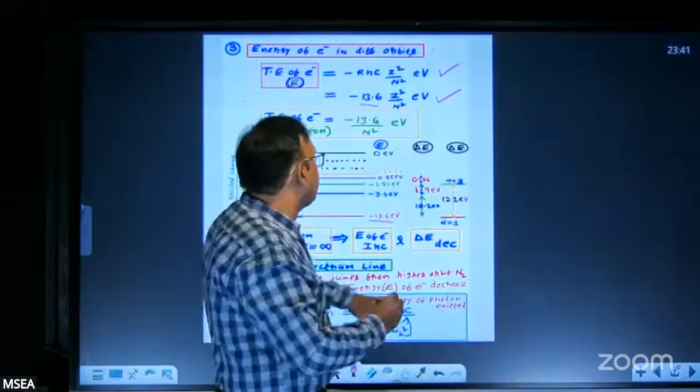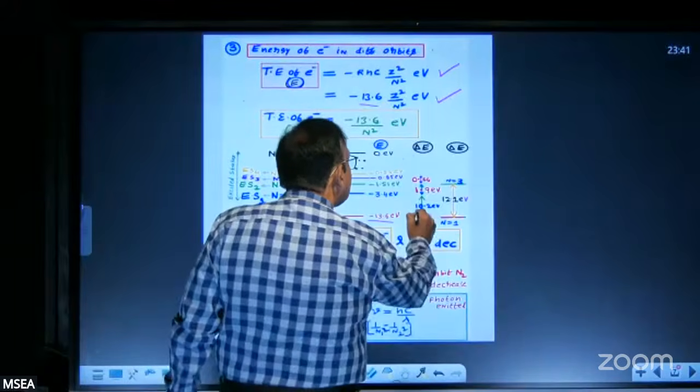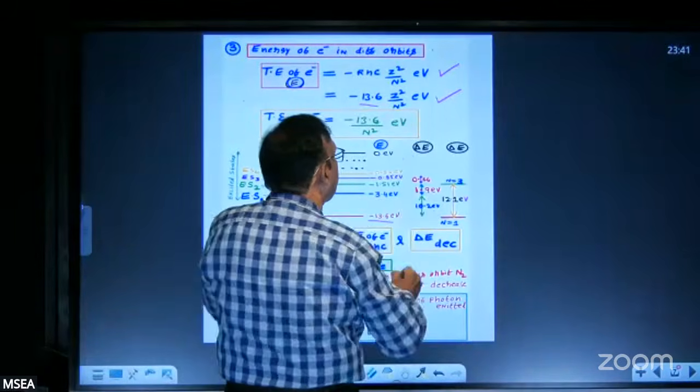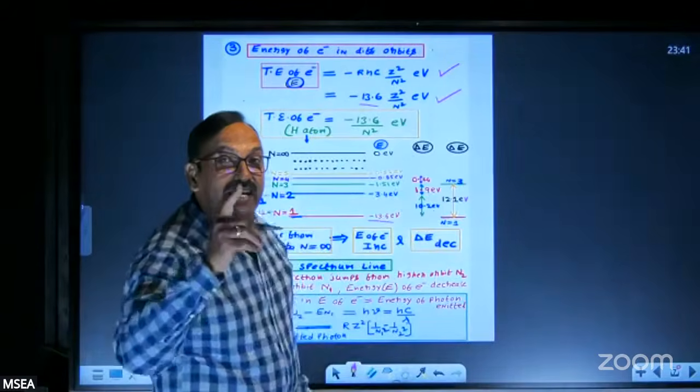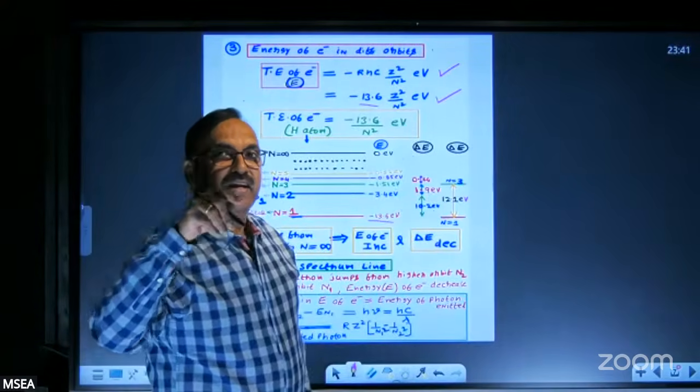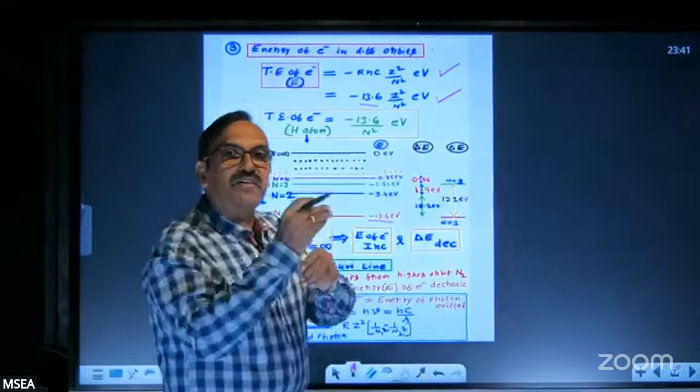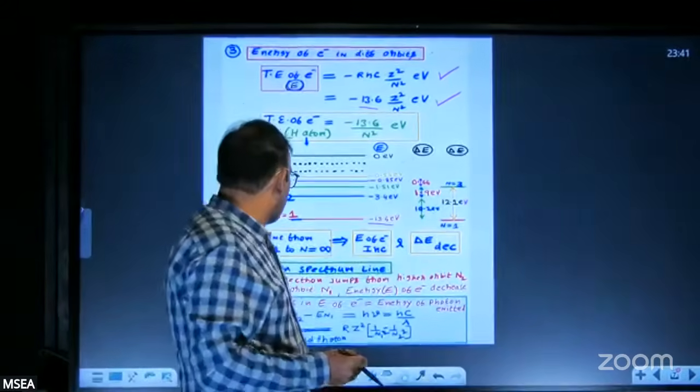But the energy difference there, you can see that here the energy difference is 10.2, here it is 1.9, here it is 0.66. The energy difference is decreasing. So depending upon the way they ask the question, you have to answer that point there.